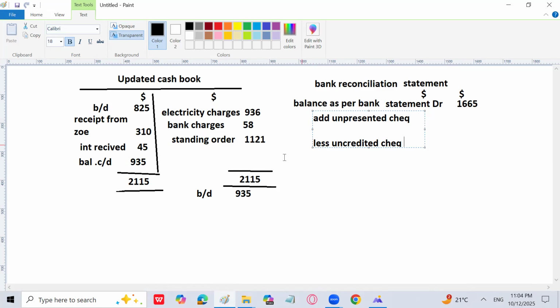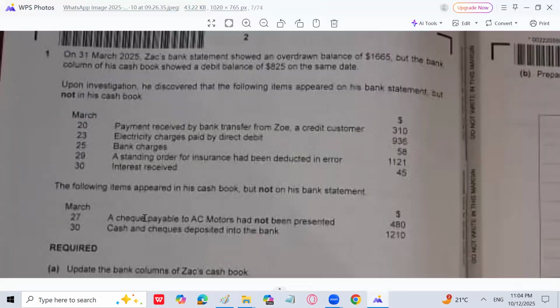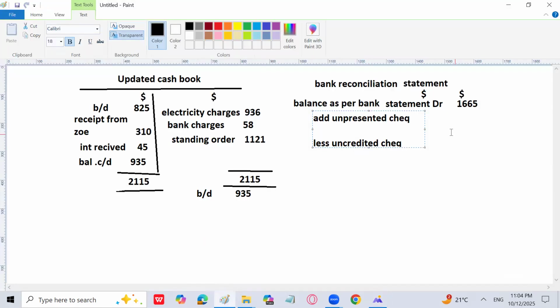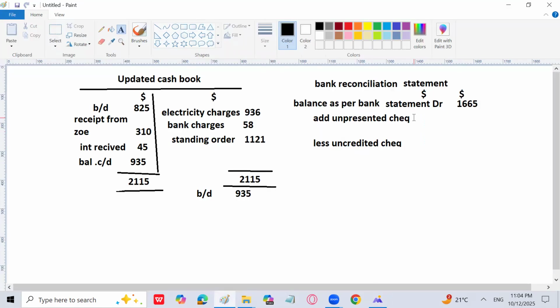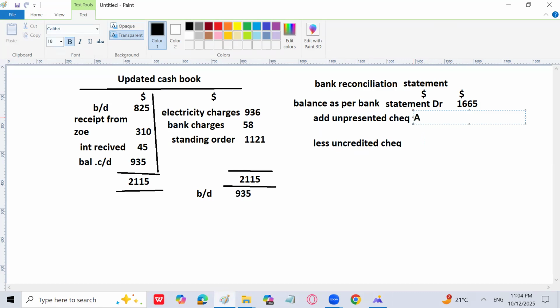Okay, so let's talk about the unpresented checks first. Let me go back. A check payment to AC Motors had not been presented for payment, right? This is not presented checks 480. So what should I do? Bank statement debit balance, add, but you have to write the name, AC Motors. You have to write the name, otherwise your marks will be deducted. So the amount is going to be 480.